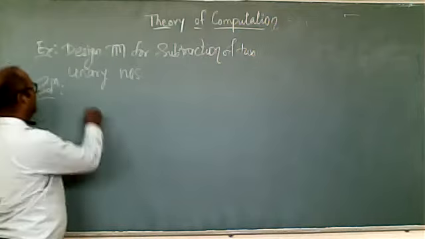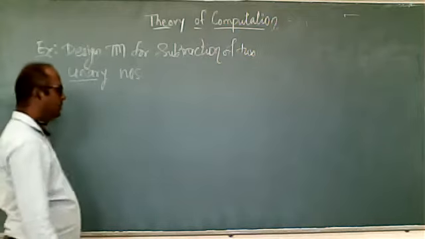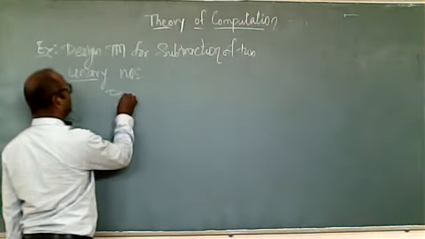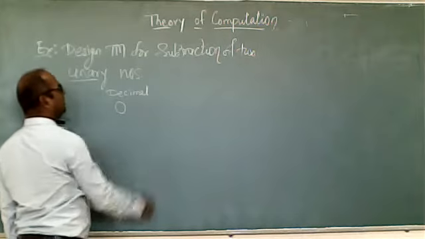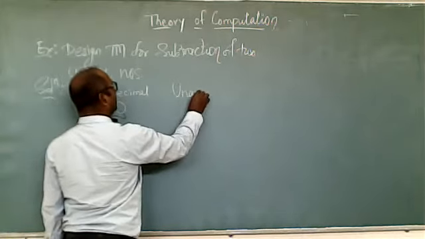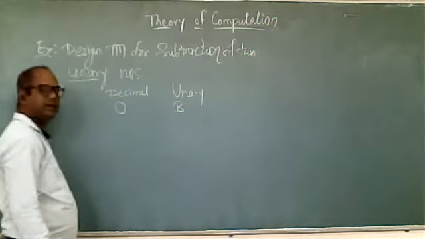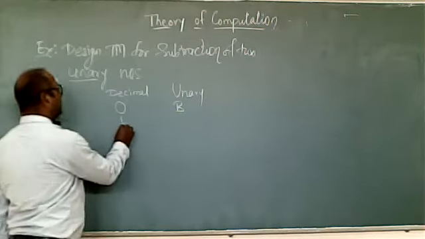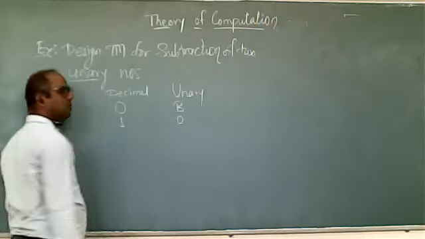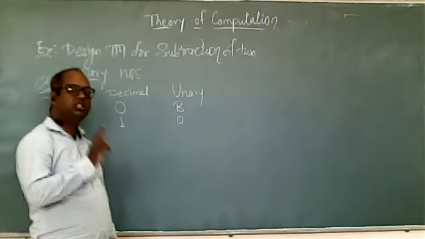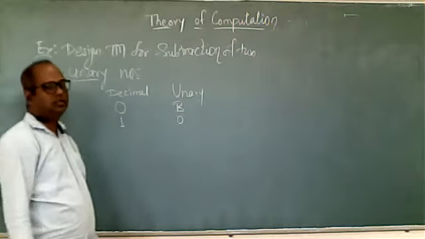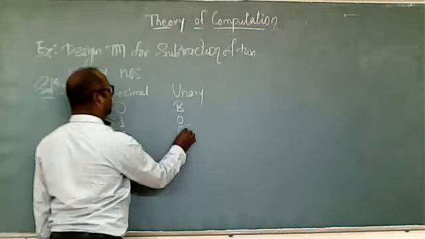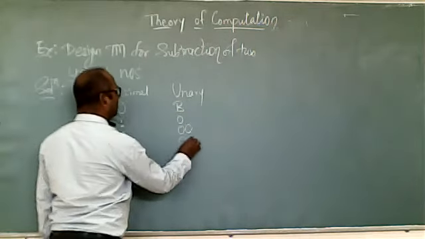Now, as we know, the unary number has a single input alphabet. If we want to represent decimal zero in a unary number, it is represented with the blank. Decimal one is represented with a single zero, because in a unary number we are using zero as a symbol. Two decimal will have two zeros. Three will have three zeros, likewise.